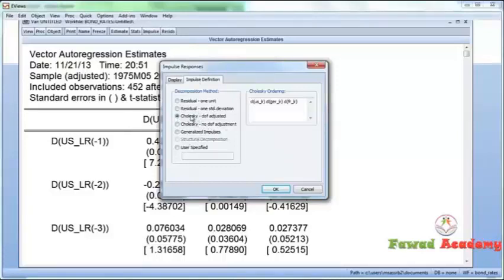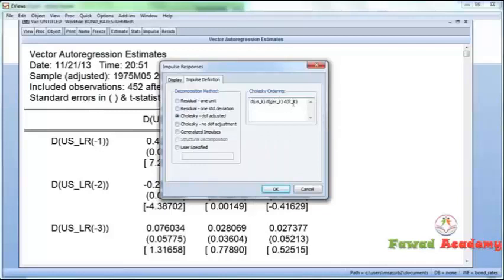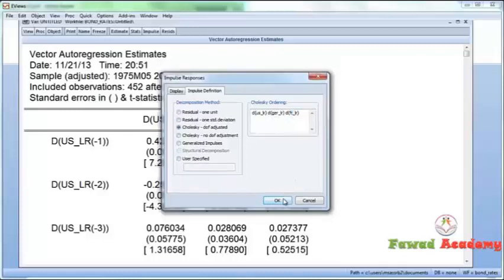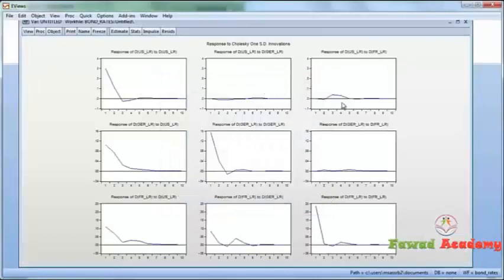You will have learned that what we usually do is the Cholesky decomposition, and what is important is in which way we order that decomposition. Here we'll order it from US first to Germany, then France. Okay, even if little Anton doesn't like it. Cholesky ordering US, Germany, France. Let's let EViews do its magic, and here we got our impulse response functions.